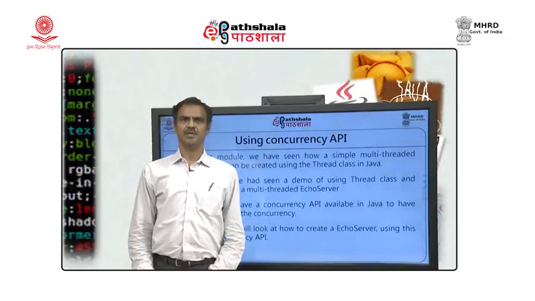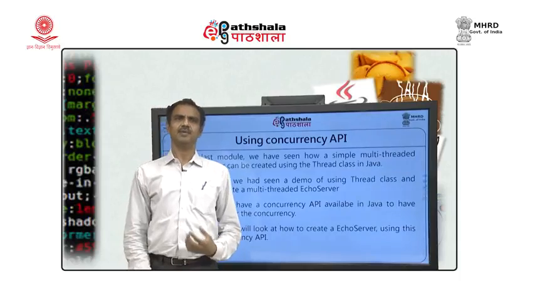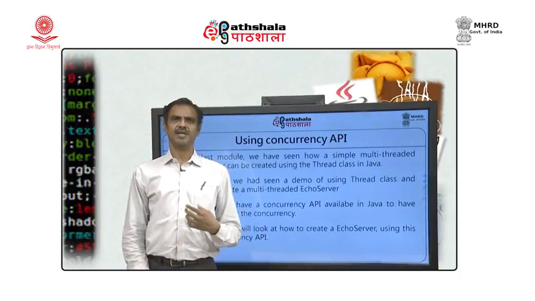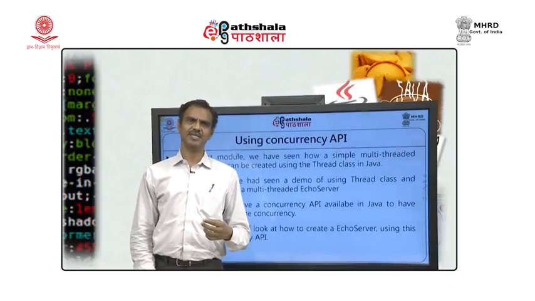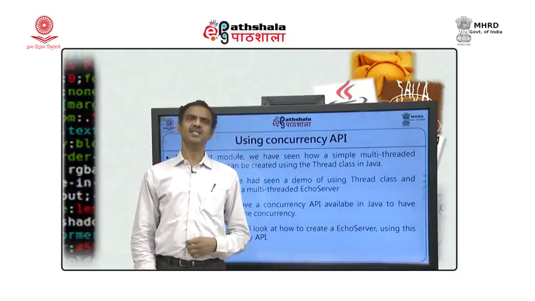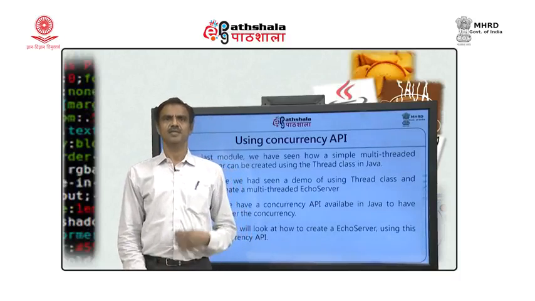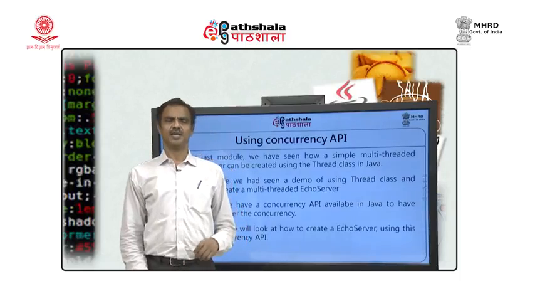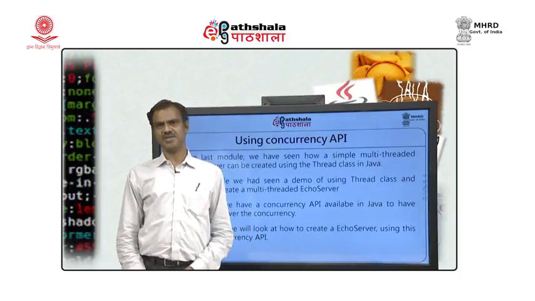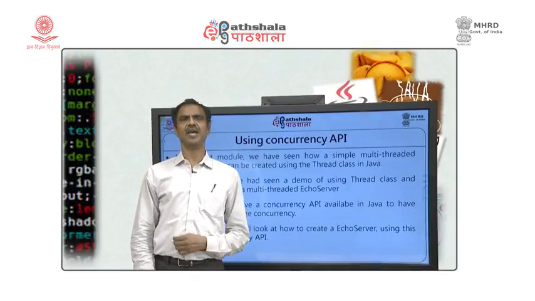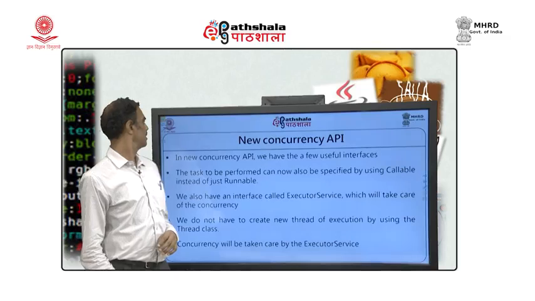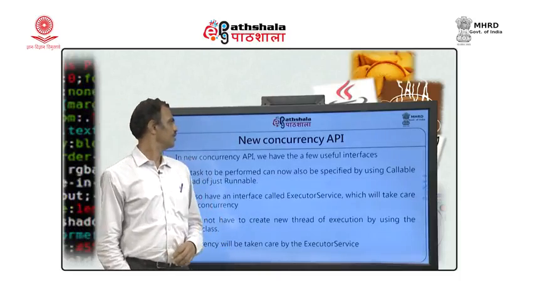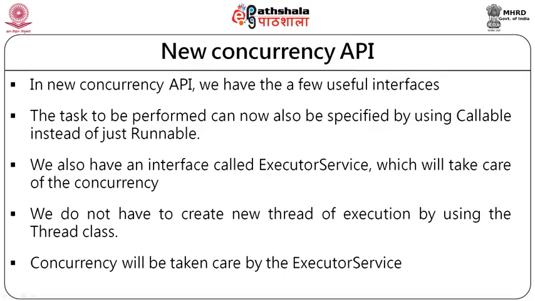In the last module, we demonstrated using multi-threading in a networking application. We created an echo server in a multi-threaded application by using the conventional thread class. In this module, since Java 5, we have a new API for concurrency. In the new concurrency API, we have a few useful interfaces.